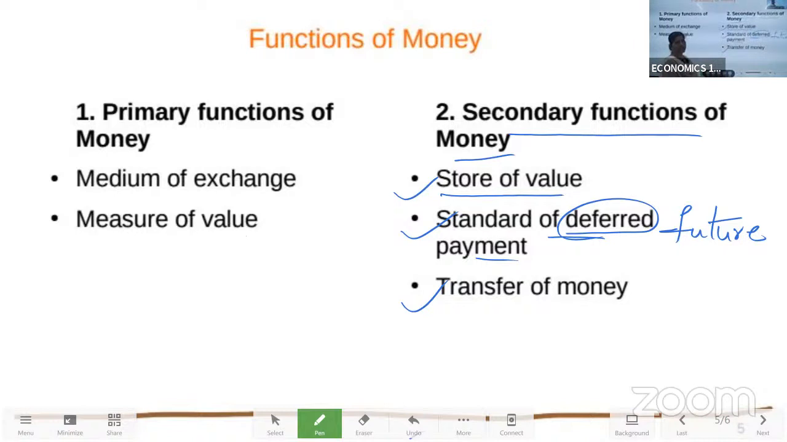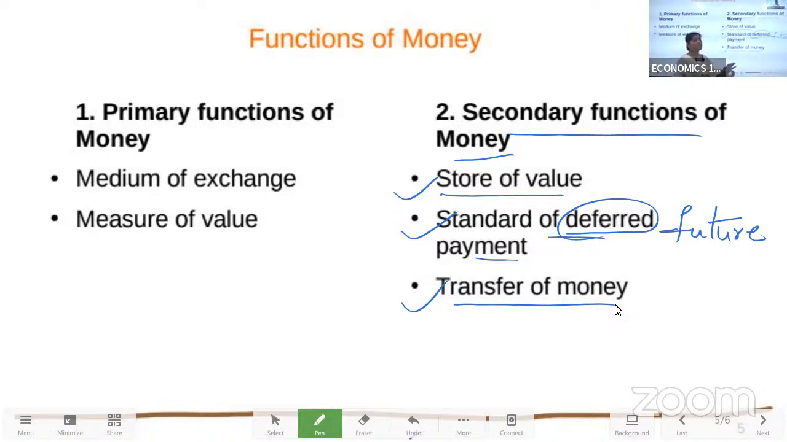The next function of money is transfer of money. It means that money can be transferred from one person to another person, from that person to a third person, and from the third person to another person. So money can easily be transferred from person to person. At the same time, it can be transferred anywhere.